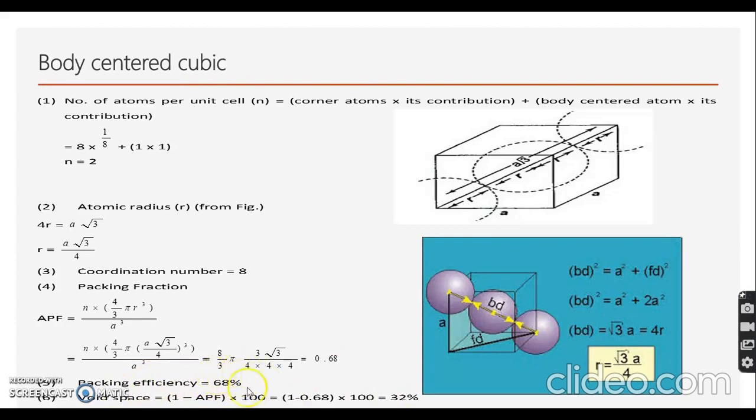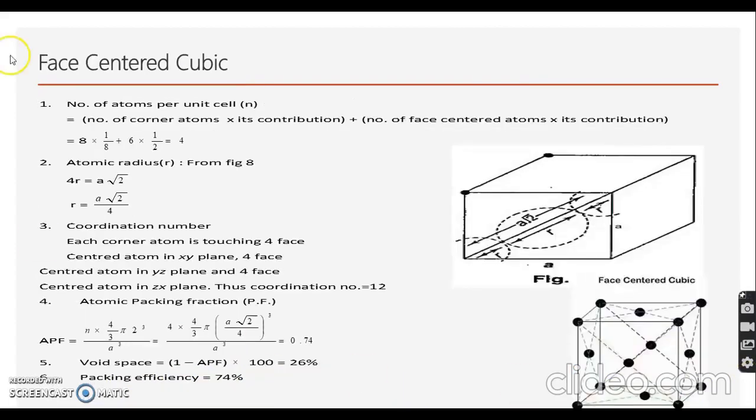So now you can see that this BCC is more packed than the simple cubic, because its void has reduced from 48% to 32%. Similarly, we move on to the face-centered cubic. Here the number of atoms per unit cell will be the number of corner atoms into their contribution plus the number of face-centered atoms, these ones, into their contribution to the whole unit cell.